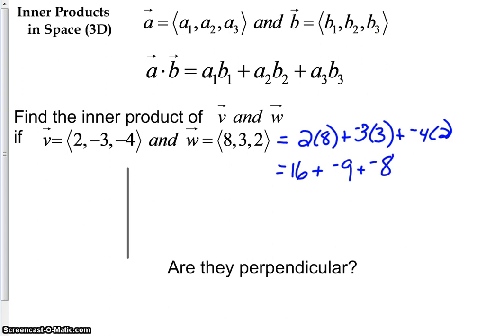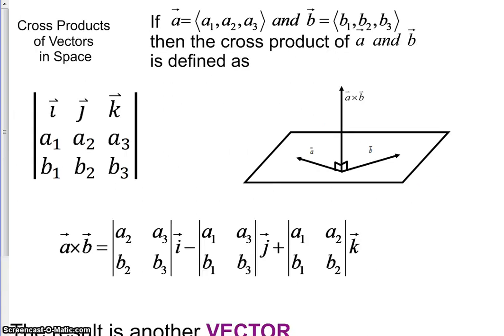The -9 and the -8 together is -17, and the positive 16, it turns out to be -1. So the answer here, no, that one is also not perpendicular, because if it was 0, then it'd be perpendicular. Anything else, and it's not perpendicular. So dot product's not so bad. Figuring out whether it's perpendicular or not is not so bad.